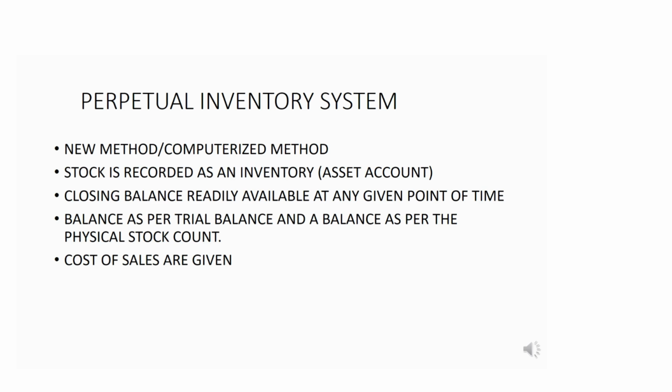A closing balance is readily available at any given point of time. I've discussed that: balance as per trial balance and balance as per the physical stock count. So whenever you are preparing an income statement using a continuous or perpetual inventory system, you will always have two balances. You will have a balance of trading stock as per your trial balance.